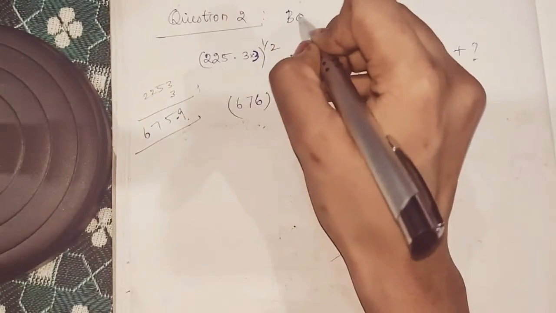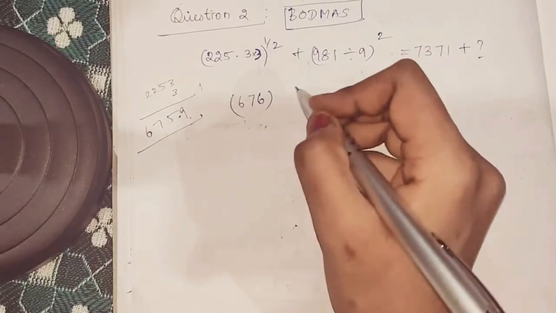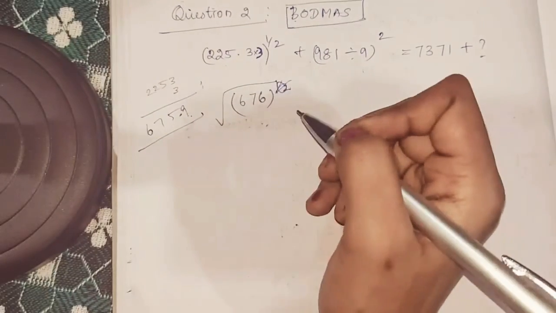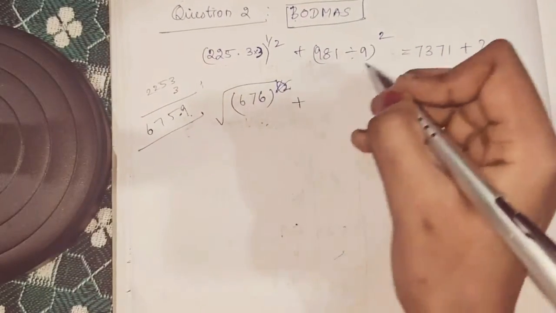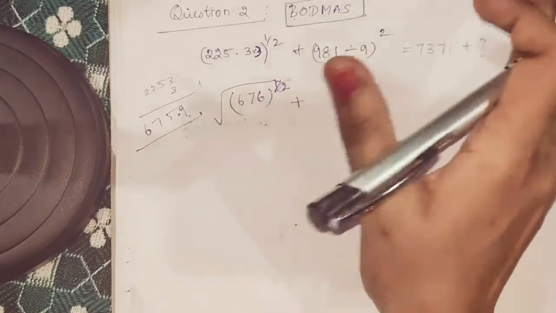So always remember BODMAS rule. Okay, should not forget this. According to this only you have to solve the problem. First bracket. So the whole power 1 by 2, which is nothing but we have to find the square root of 676.